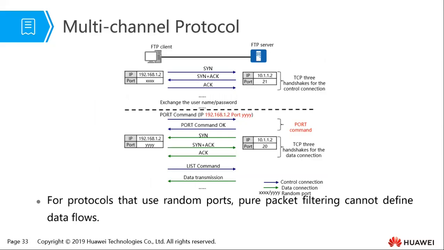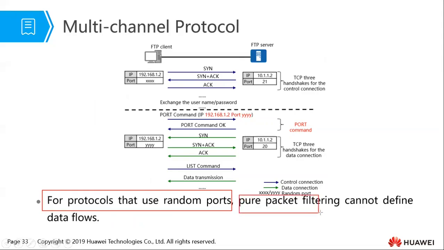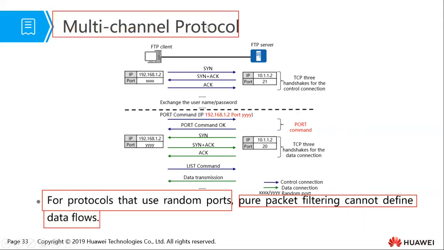Okay, so we have what we call multi-channel protocols. Multi-channel protocols are protocols that use random ports. These protocols make it complicated to do packet filtering based, for example, on the port number. So pure packet filtering cannot be used to identify the data flow in multi-channel protocols. One of the examples of a multi-channel protocol is FTP.